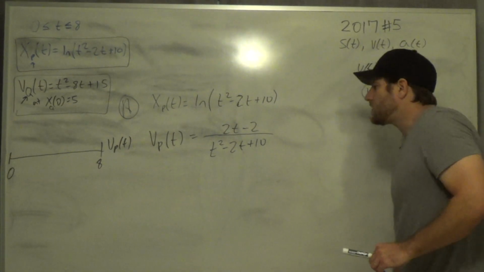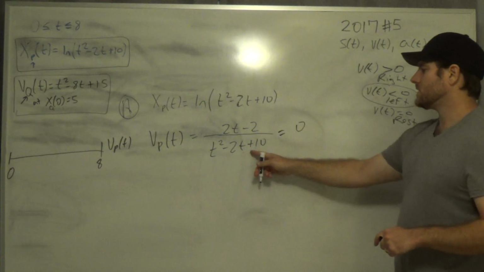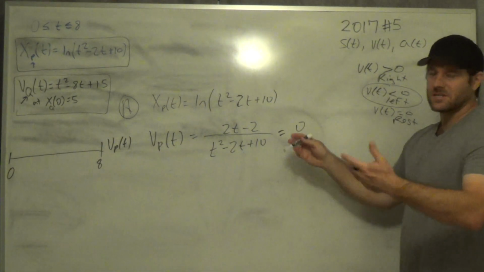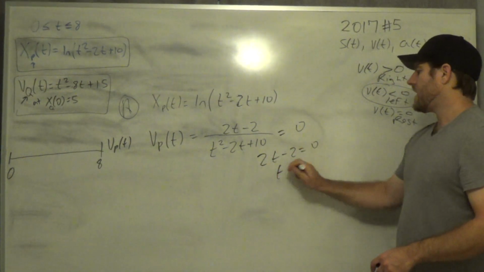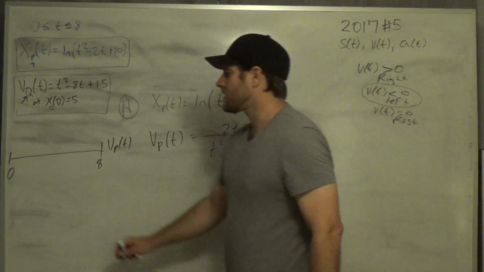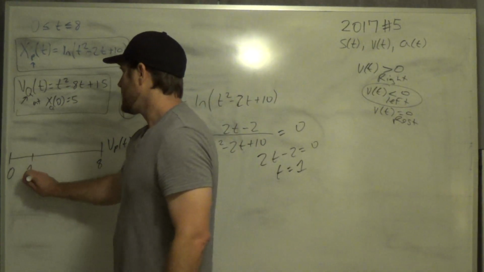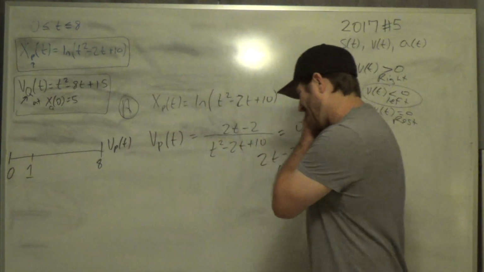So if we want to know when will this equal 0, the first thing I do is multiply the bottom to the other side. It just gets destroyed. So it's really when is 2t minus 2 equal to 0. And if we add 2 and divide by 2, we get 1. So on here on the sign chart, we're going to put a 1. And then we're going to try a number on both sides. So I'm going to try a number. I'm going to plug in a half.